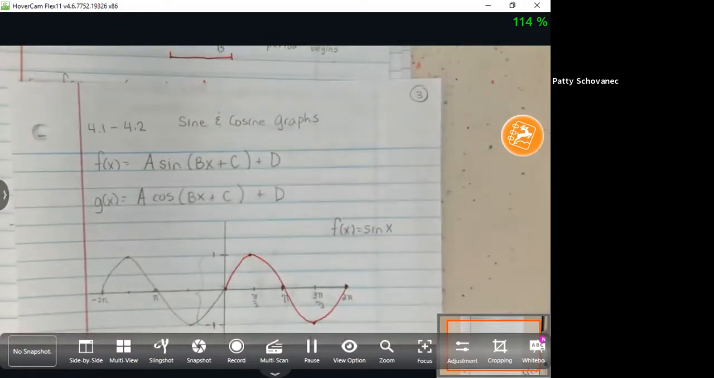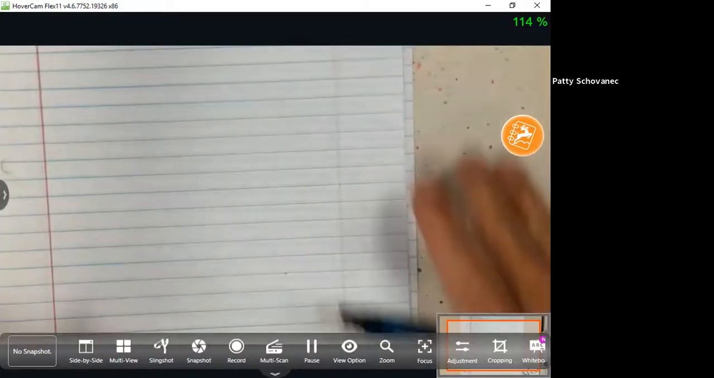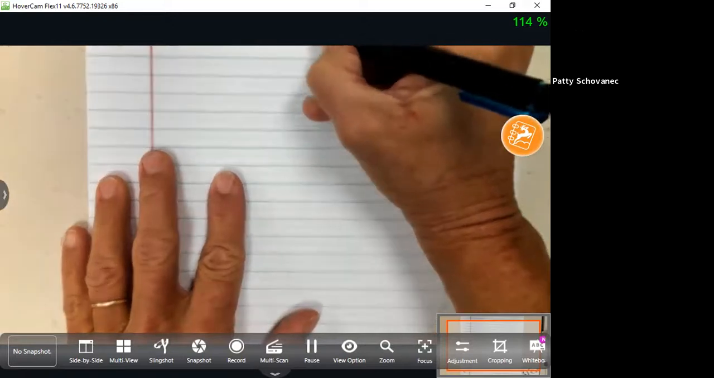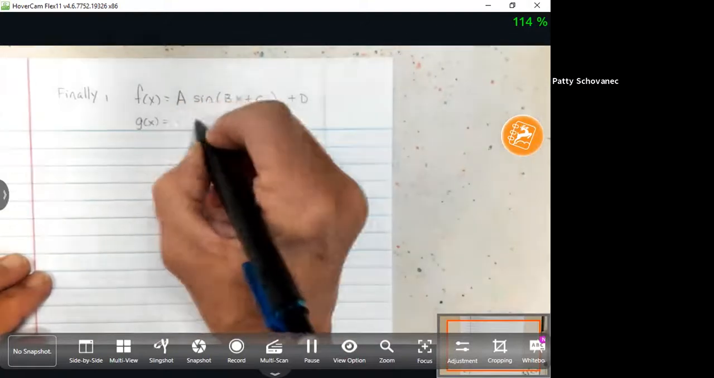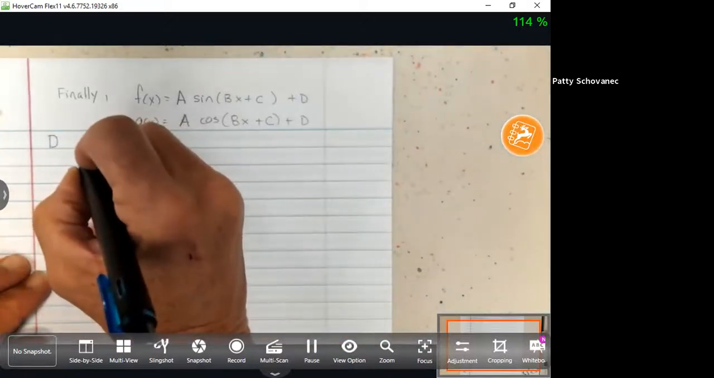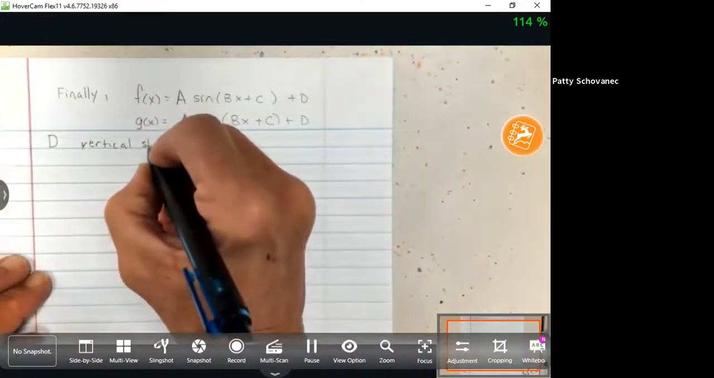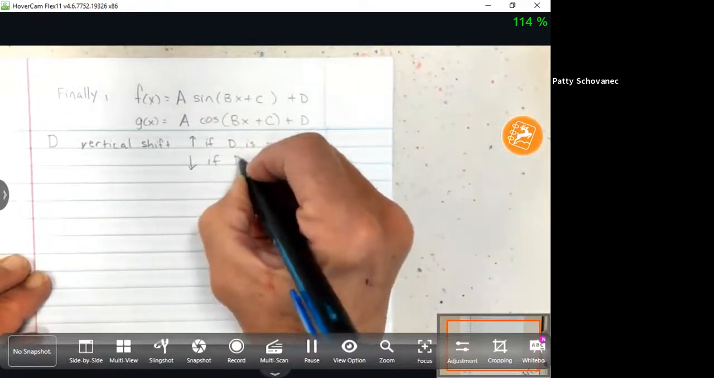So finally, this number d at the very end picks the graph up or down d units. Finally, f of x is equal to a sine of bx plus c plus d, g of x is equal to a cosine bx plus c plus d. Then the number d is, what do we say it was? This way is vertical. Shift up if d is positive, down if d is negative.